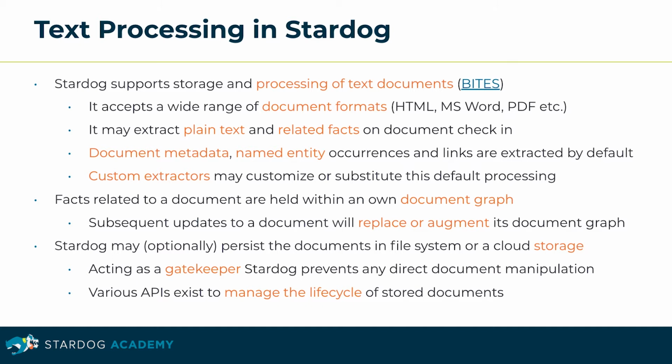Subsequent updates to a document may either replace or incrementally augment the document graph. Stardog may optionally persist the documents within the local file system or in cloud storage such as Amazon S3. For the sake of consistency, Stardog acts as a gatekeeper and prevents direct manipulation of the stored documents. Various APIs exist to manage the lifecycle of those documents, for example via the command line, Java, or Python.